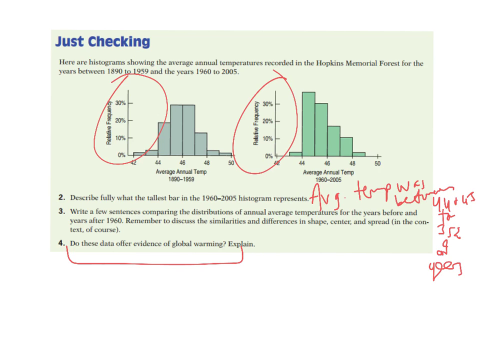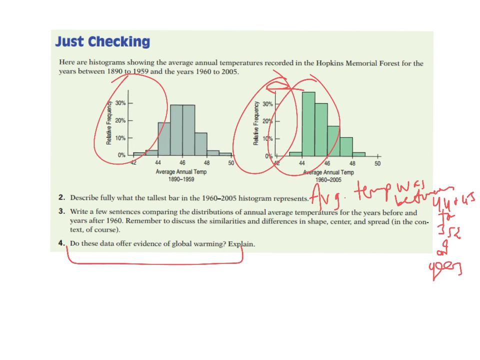Alright, so the first one, the tallest bar for 1960 to 2005 is the average temp. It has to be between 44 and 45 degrees for about 35% of the time. So notice it hits at 35%.